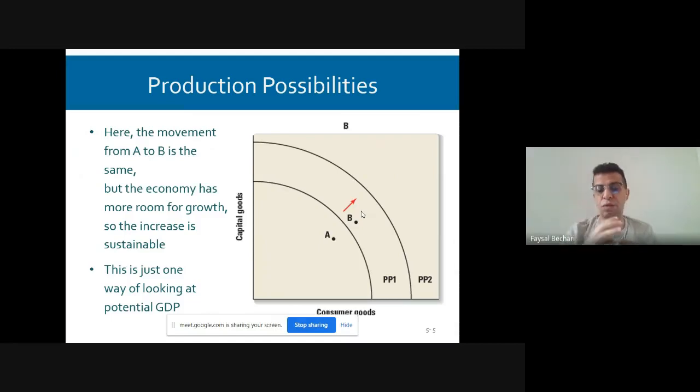For example, if you have a machine that can produce 100 units, but right now you're producing 20, that does not mean it cannot produce 100, and it keeps shifting one by one until it reaches 100 units. So there is a potential for that machine. So is the GDP. There is a potential GDP we're talking about. This is one way of looking at potential GDP.